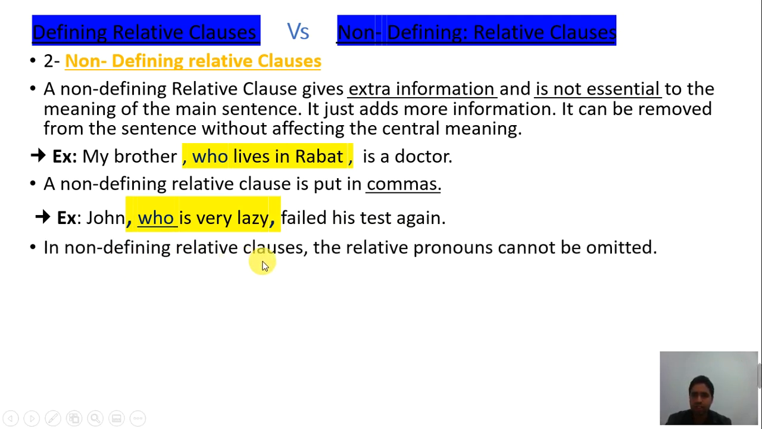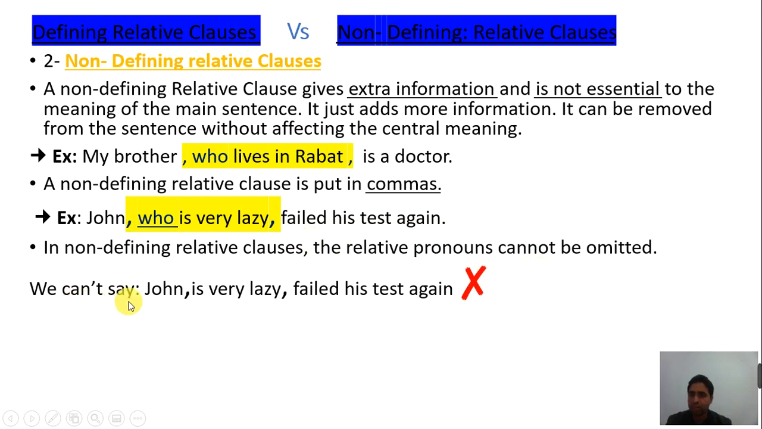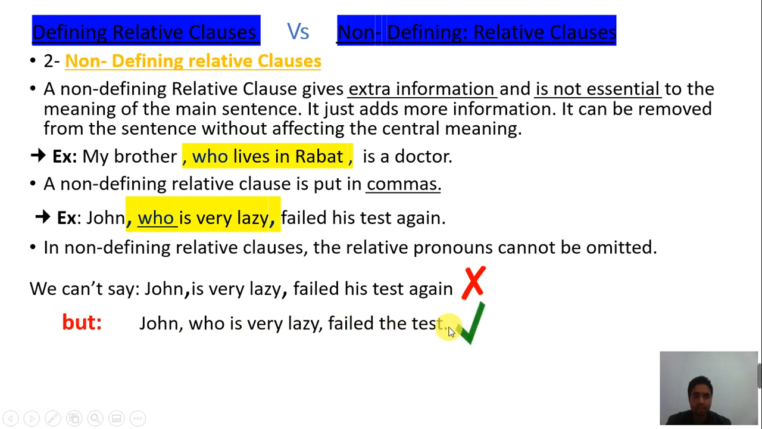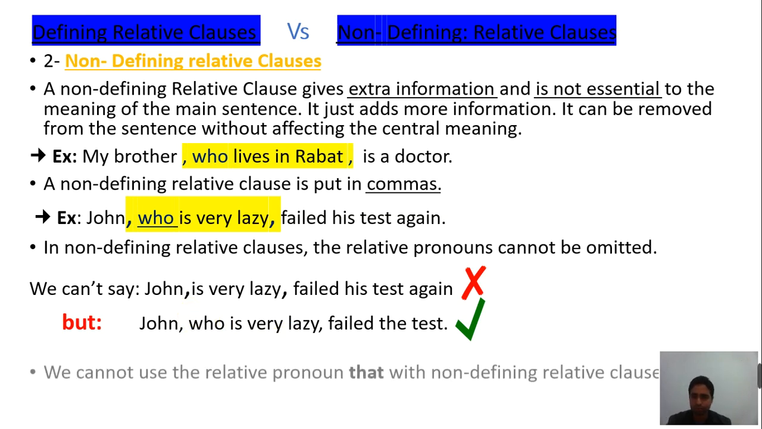In non-defining relative clauses, the relative pronoun cannot be omitted, and this is really important here. So it means we cannot say John is very lazy, failed his test again. So we should say John, who is very lazy, failed the test again. Okay, so here, who is very lazy, who cannot be omitted. The relative pronoun cannot be omitted in non-defining relative clauses.